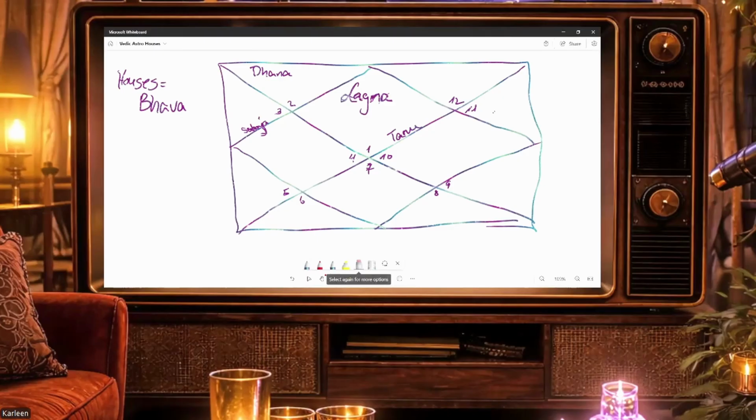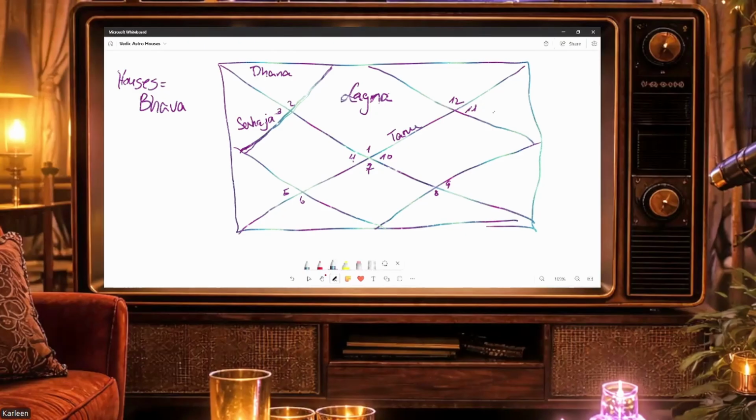Let me write this clearer. This is about personal willpower and courage, right? So there's a lot more to do with the strength of your will to live in this house called Sahaja.